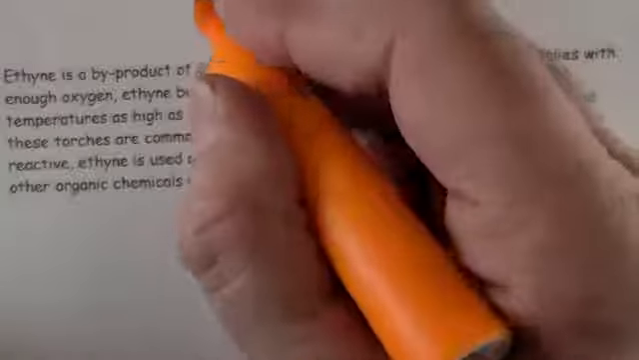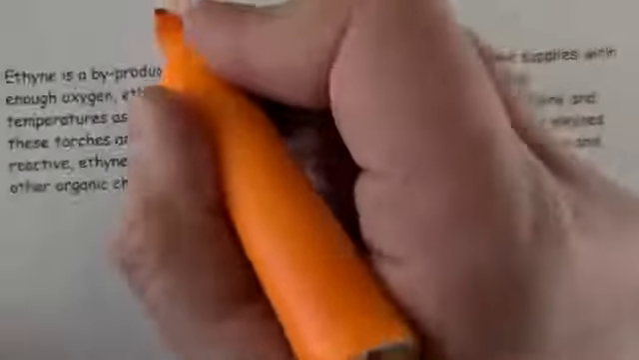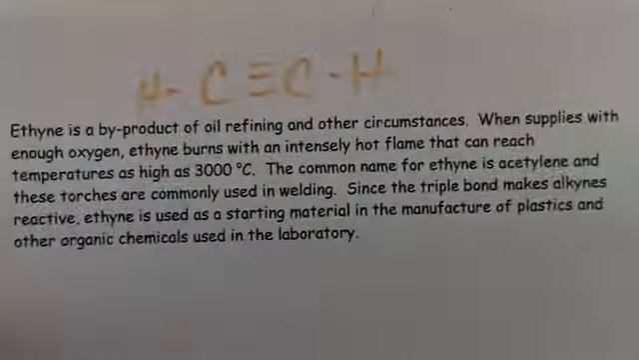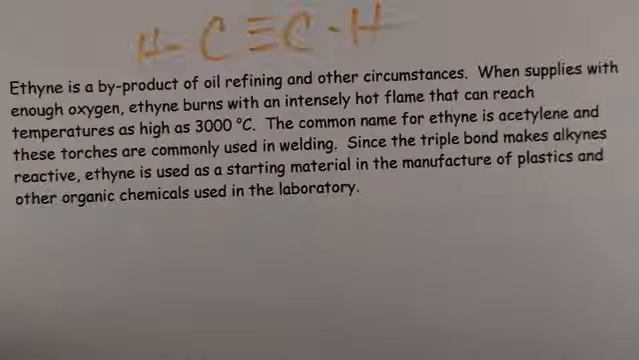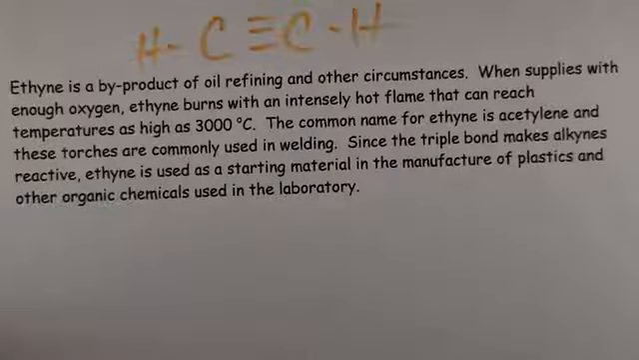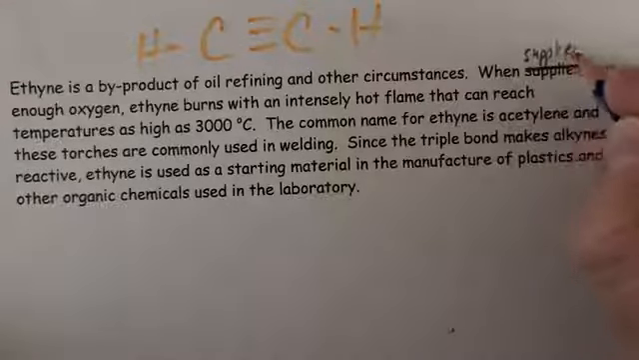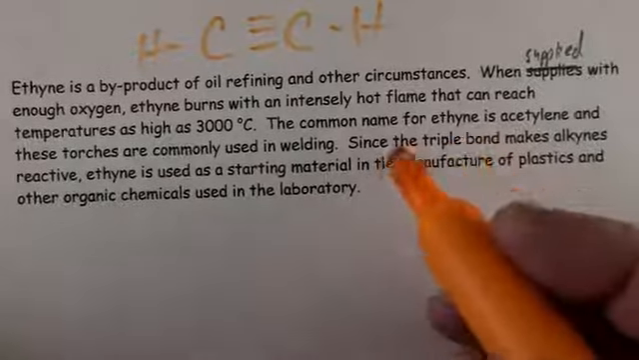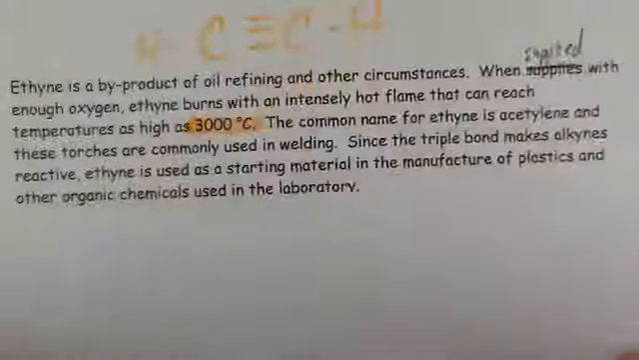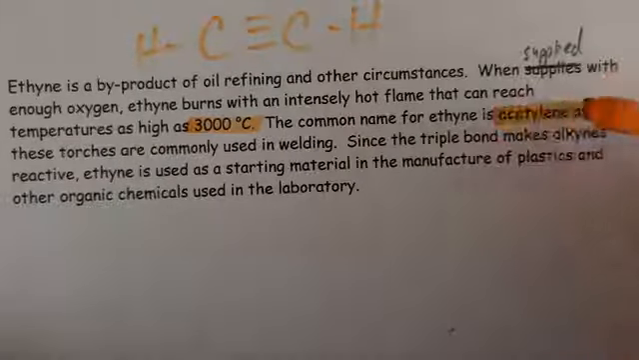Ethyne, so 2 carbons, like that. We're drawing with a highlighter, but there we go. It is a byproduct of oil refining and other circumstances. When supplied with enough oxygen, ethyne burns with an intense hot flame that can reach temperatures as high as 3,000 degrees C. And of course, the common name for ethyne is acetylene.